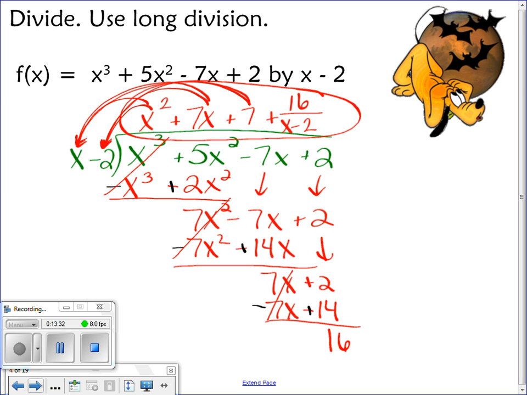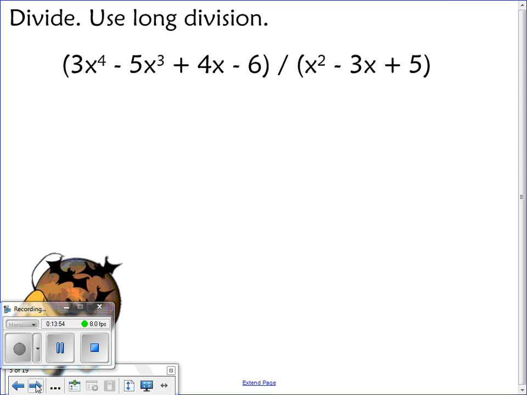How are we feeling about long division so far? This went by too fast? I went too fast on this problem? Okay, I'm sorry. I'll go slower. Okay, just say something. If I go too fast, I'll slow down. Let's try the next one.